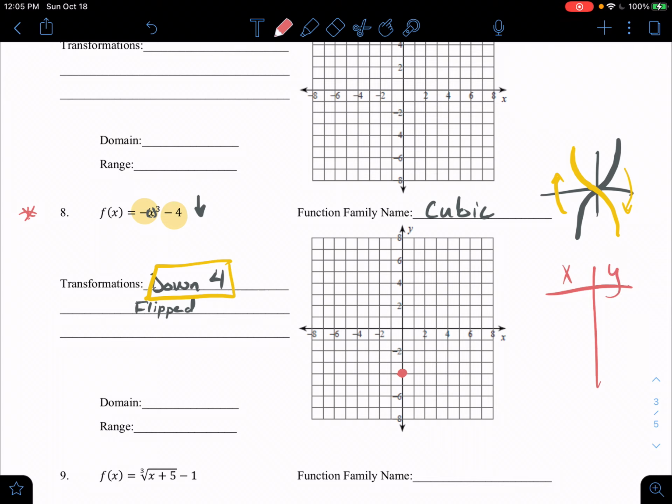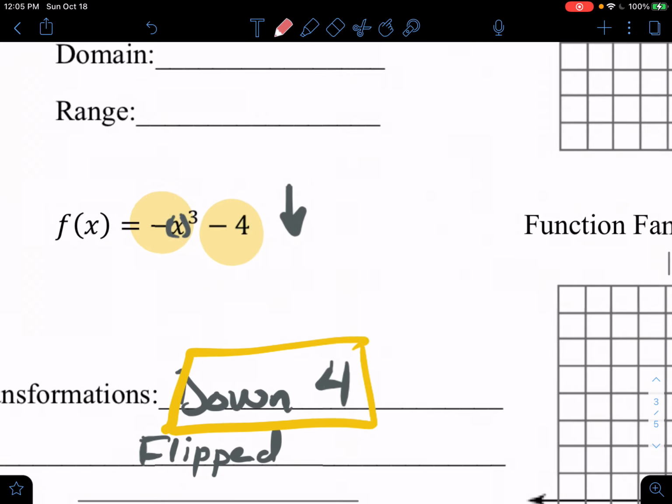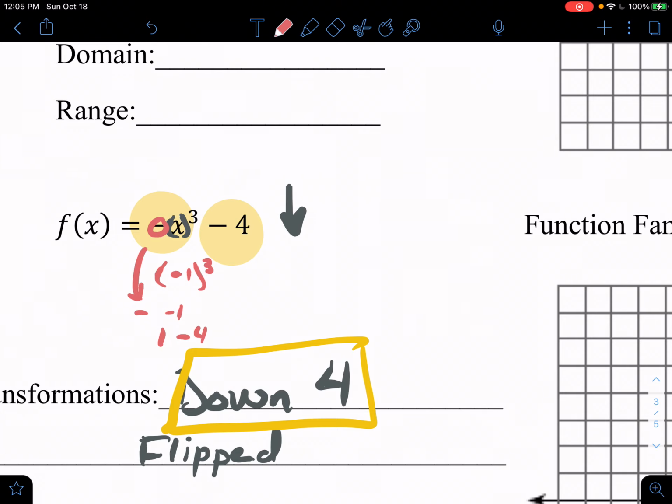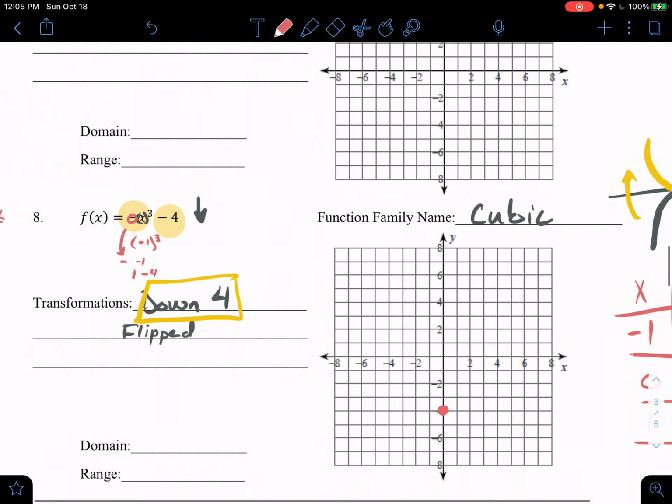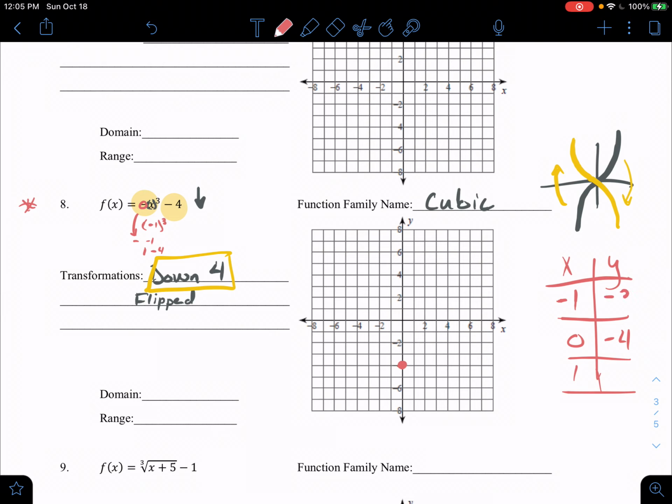So we're going to make our table. We just need 3 good points. Our first one will be at 0, -4. Then we're going to pick one x before it and one x after it. Plugging in -1, -1 cubed is -1. Then the negative on the outside slides in front. 2 negatives make a +1. 1 take away 4 leaves us with -3.